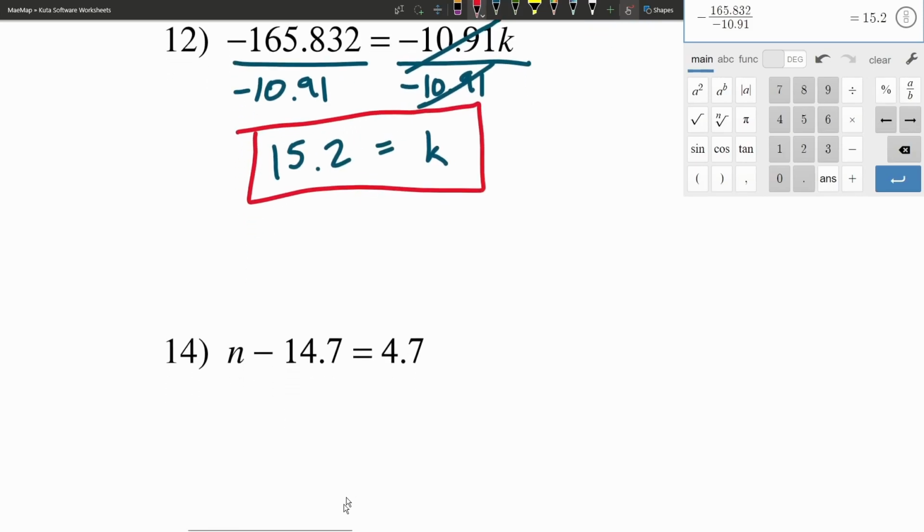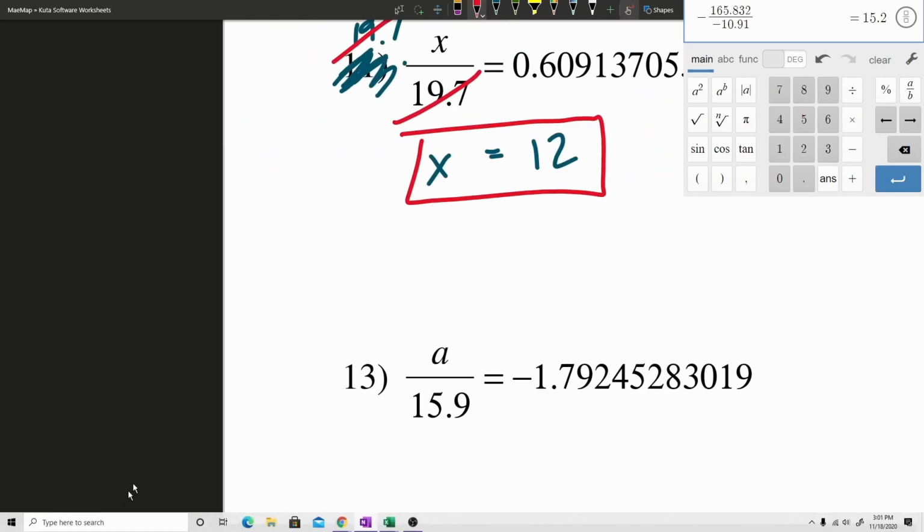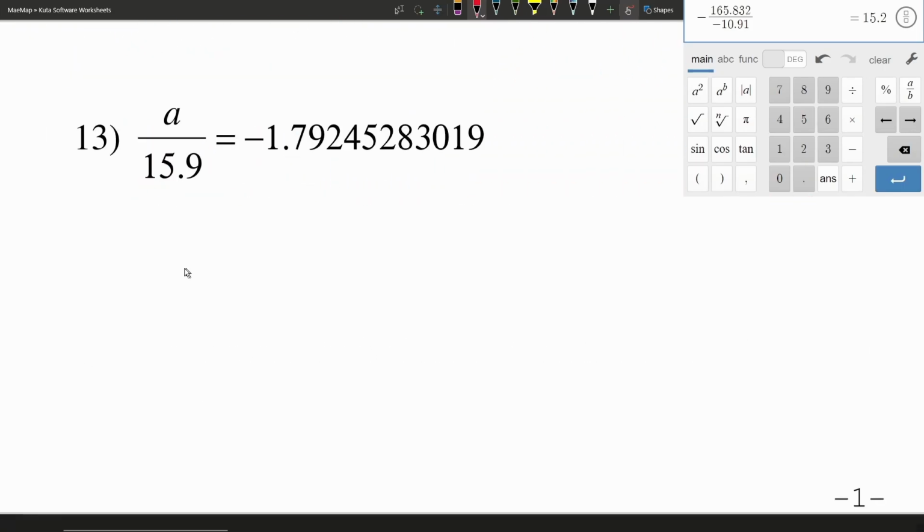Let's move on to number 13. So by now we should be getting really familiar with what we're going to do. Yeah, these decimals look really messy. They don't look fun to work with, but if you think about it, we're just going through simple steps. These are one-step equations. We're going to do one step to get our answer. A, we need to isolate it because it's our variable. We're dividing by some number. We don't want to do that. We're going to cancel it out. One step, we'll multiply everything by 15.9.